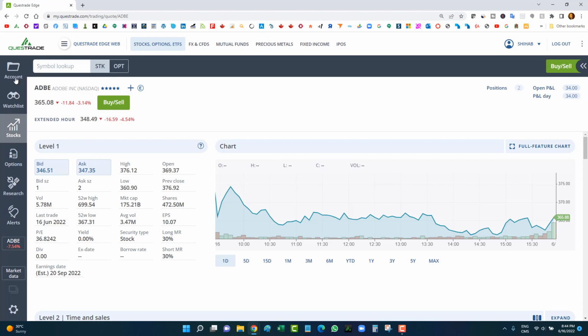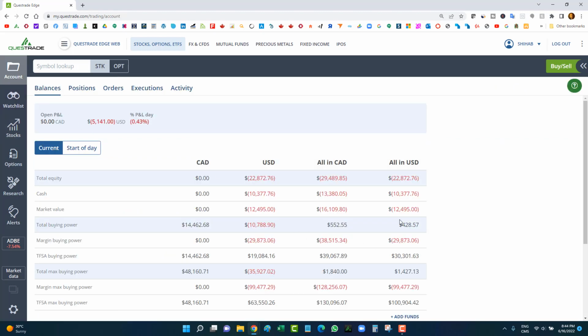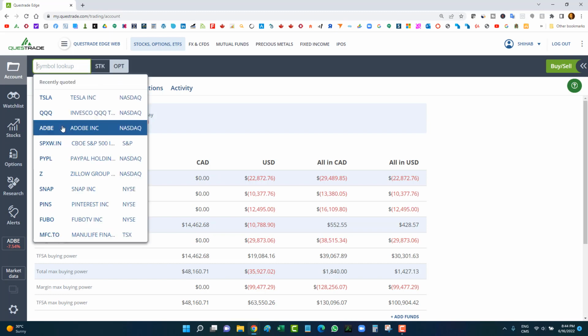I didn't have enough buying power to sell a naked put. As you can see, my total buying power US is 428. It was about 5,000 before placing the trade. I didn't have enough to sell a naked put on Adobe.